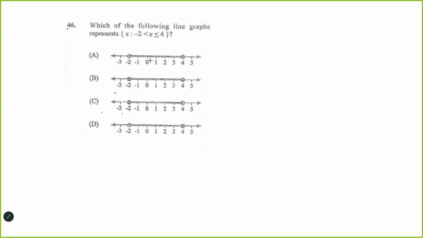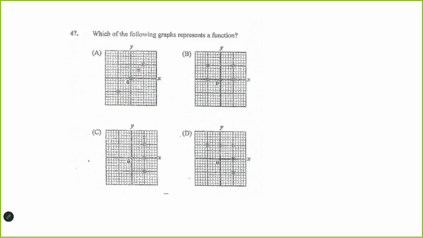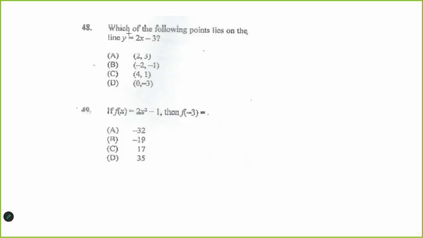This one here, I taught you guys this because it does not have an equal to. You have a circle line that is not shaded, and this one that one is shaded, so D is the answer. This one here, you want a straight line, is a function, that's E. This one here, whichever the following point lies on y.